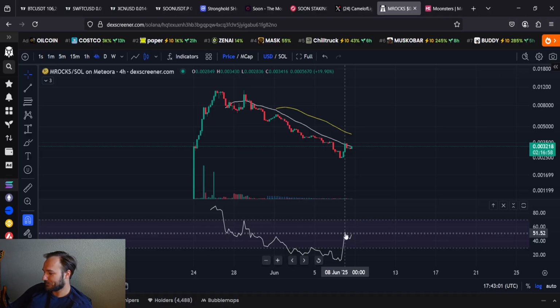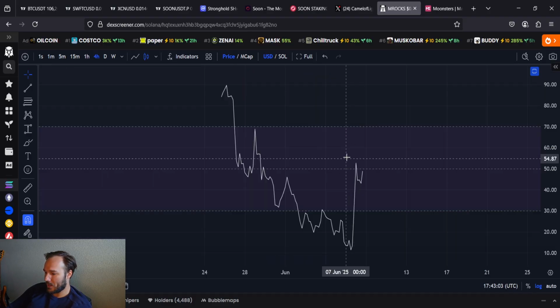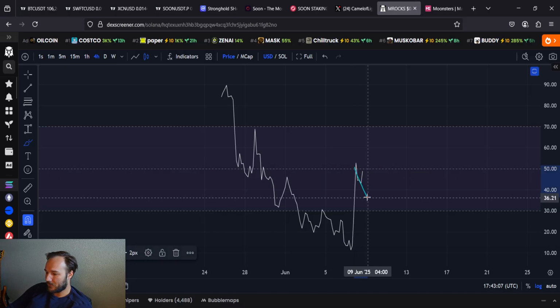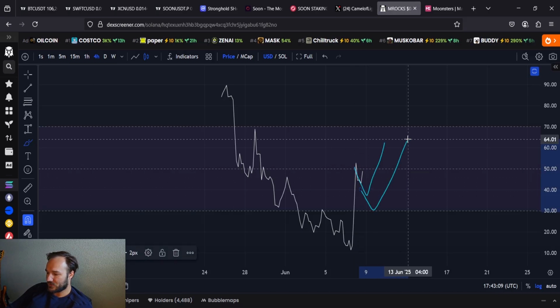Rejected the 50 on the 4 hour time frame. Came down, found support. When you reject the 50, typically you go down to the 40 or to the oversold zone itself, and then you move up.